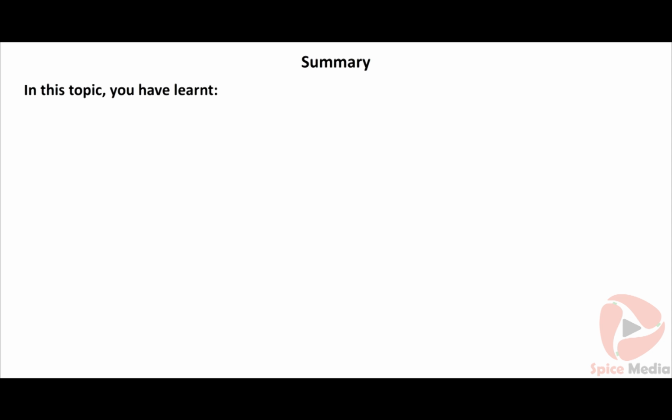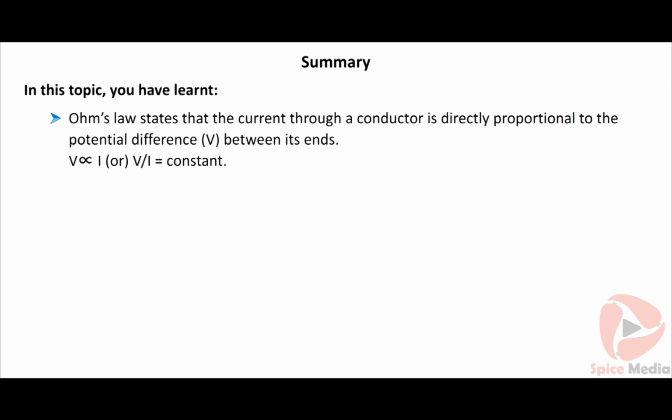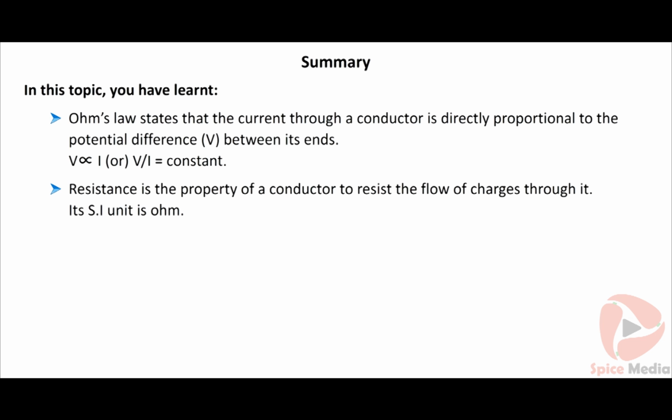In this chapter, you have learnt Ohm's law states that the current through a conductor is directly proportional to the potential difference V between its ends. V is directly proportional to I, or V by I is equal to constant. Resistance is the property of a conductor to resist the flow of charges through it. Its SI unit is ohm.